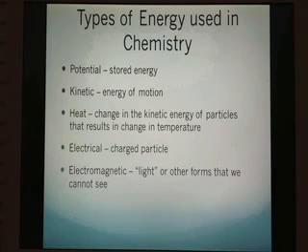Potential energy is energy that is stored. There's a lot of potential energy in chemical bonds. Kinetic energy is the energy of motion. Heat is the change in the kinetic energy of particles that results in a change in temperature. Electrical energy is from a charged particle, and electromagnetic energy can be in the form of light or other forms that we just cannot see that are energy in the electromagnetic spectrum, like X-rays or UV rays and so forth.